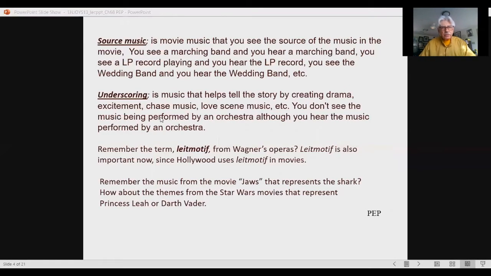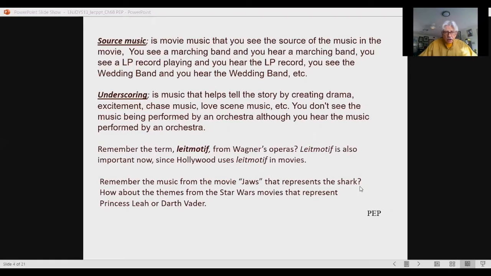Now, underscoring is music where people are out on the ocean, stranded in a boat, and you hear an orchestra playing, right? Well, it's like, where's the orchestra? It's music that helps tell the story by creating drama, excitement, chase music, love scene music, etc. You don't see the music being performed by an orchestra, although you hear it. And then, of course, the other term here in movie music is leitmotif, which is very important, right? Remember the music from the movie Jaws represents the shark?